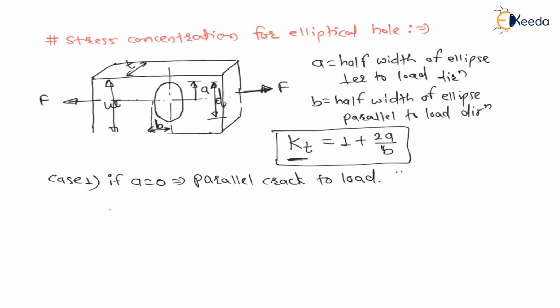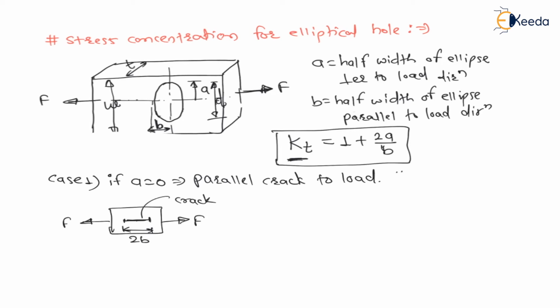If I want to see the crack, let us say this is a plate. For this plate, the force F is applied, and the crack is parallel to the load. This is a crack. This dimension is 2b, right? And here a is 0. The crack is parallel to the load, right? This is a crack.